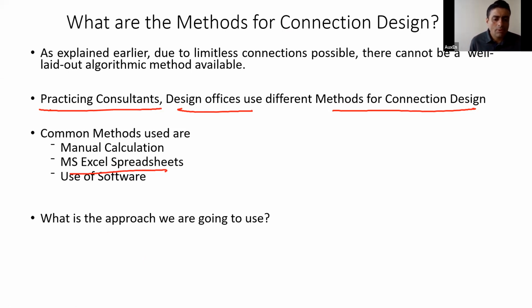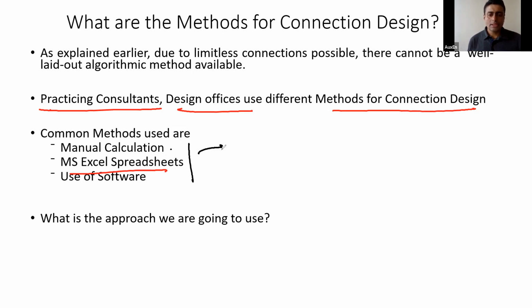So what is the approach that we are going to use? Okay, how many of you do manual calculations for connections, those who are into steel structures? Mr. Asad is saying he uses manual plus software. Anshul is saying he uses manual calculations for connections. Mr. Girish is saying he uses Excel sheets for connections. Good. So I think these three approaches are being used.